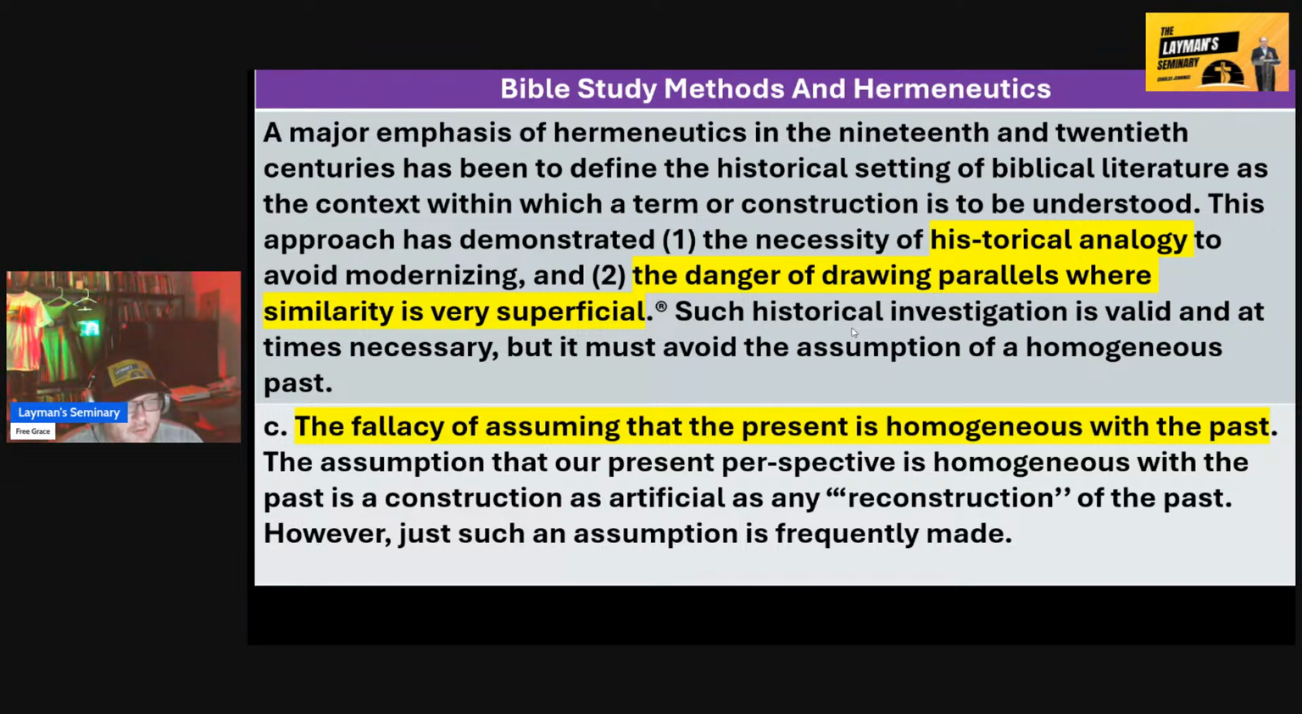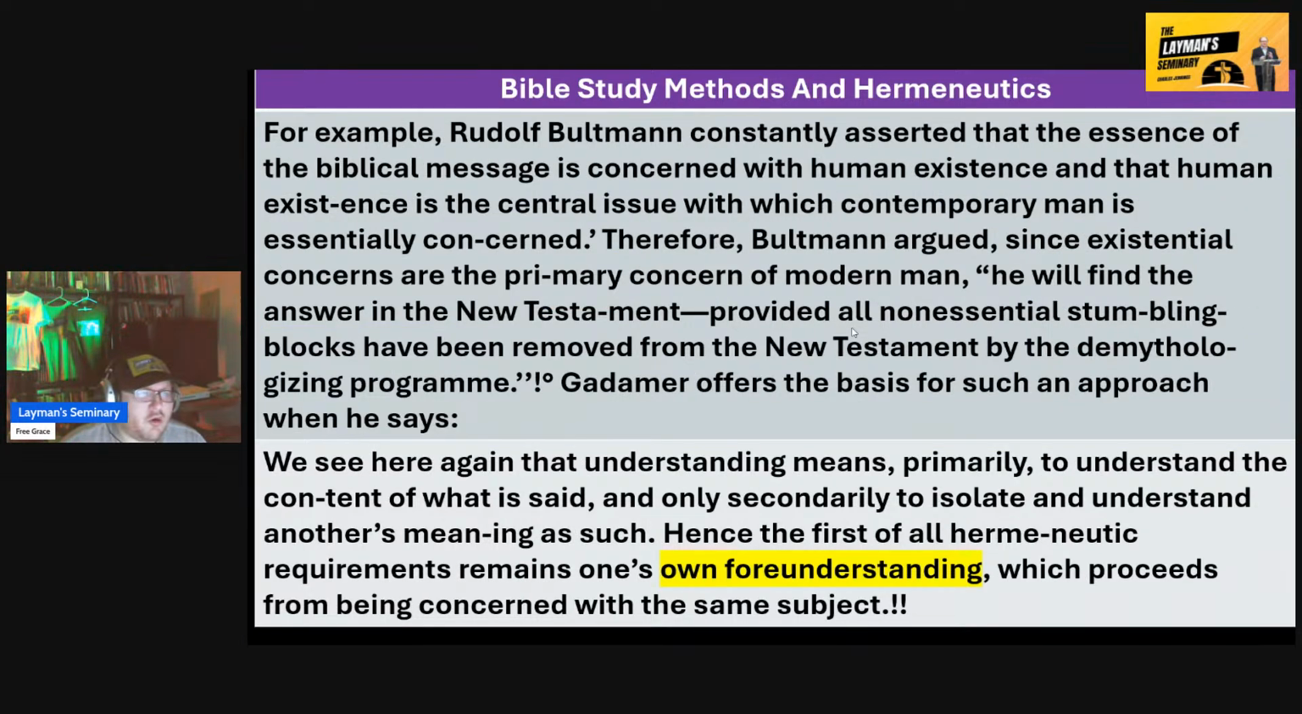C. The fallacy of assuming that the present is homogeneous with the past. The assumption that our present perspective is homogeneous with the past is a construction as artificial as any reconstruction of the past. However, such an assumption is frequently made. For example, Rudolf Bultmann constantly asserted that the essence of the biblical message is concerned with human existence, and that human existence is the central issue with which contemporary man is essentially concerned. Therefore, Bultmann argued, since existential concerns are the primary concern of modern man, he will find the answer in the New Testament, provided all the non-essential stumbling blocks have been removed from the New Testament by the demythologization program.